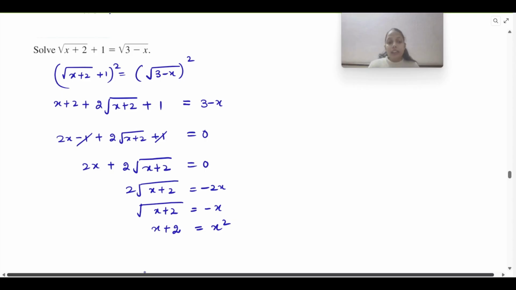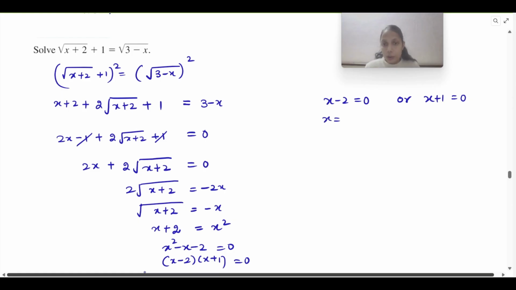You got this. So solve this: x squared minus x minus 2. What are the factors? x minus 2 is a factor, x plus 1 is a factor. So that means x minus 2 equals 0 or x plus 1 equals 0. x equals 2 or x equals negative 1. You are getting two solutions.